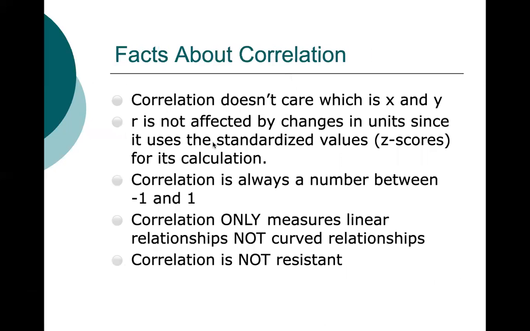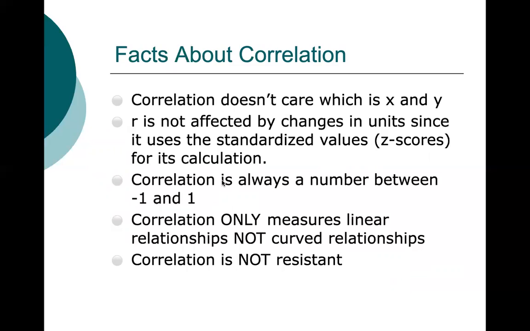So some facts about correlation. This is more important than calculating it by hand. Correlation does not care which is X and Y. I can switch X and Y. I'm just multiplying, so it doesn't matter. R is not affected by changes in units. I talked about those standardized scores: since I'm measuring in standard deviations, it doesn't matter what units. R does not have units, it's just a more general description.